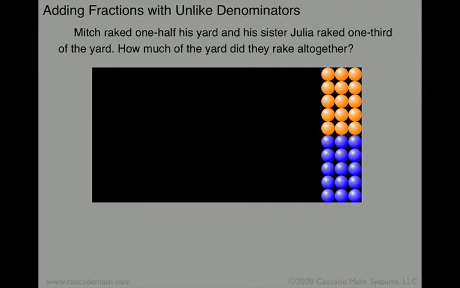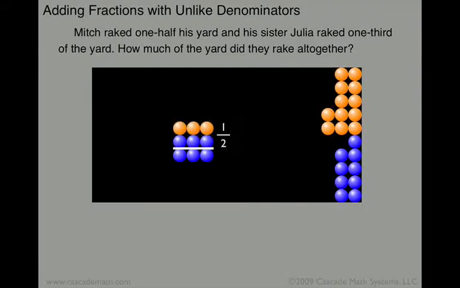So I simply made a 2x3 rectangle. I divided the rectangle into 2 equal parts to find out how many 6ths were equal to 1/2. Next, I divided the rectangle into 3 equal parts to find out how many 6ths were equal to 1/3. Since the fractions are now written with a common denominator or unit, we can add their numerators together.